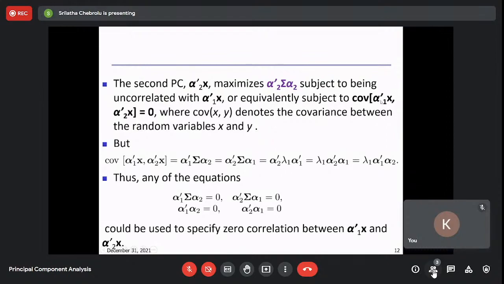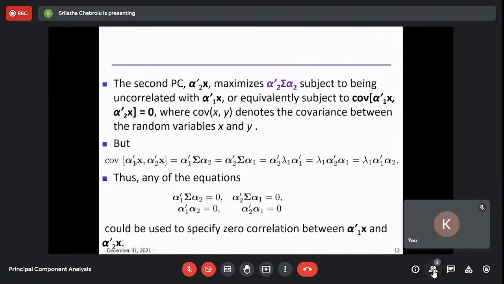So see here, covariance of the first PC1 and the next PC has to be 0. Both of them have to be uncorrelated. And the third PC has to be uncorrelated with the two PCs, like that. Cov denotes the covariance between the random variables x and y. Now see that this is the constraint we have.